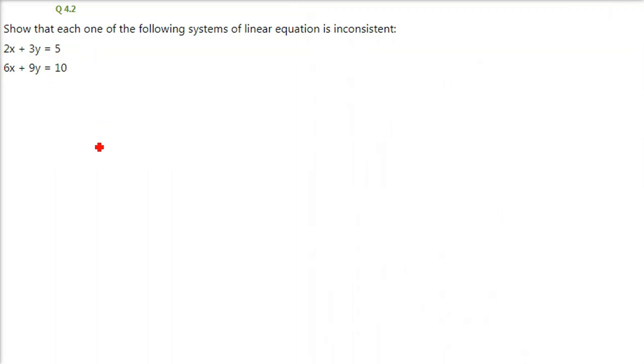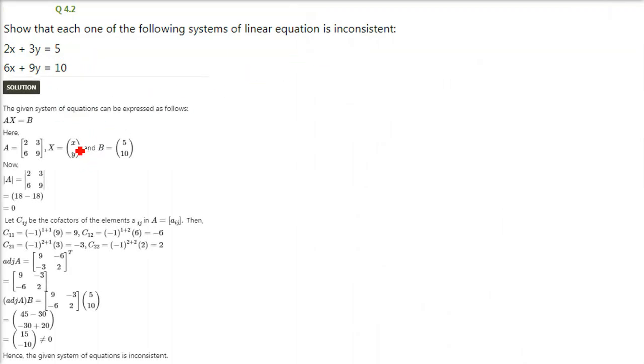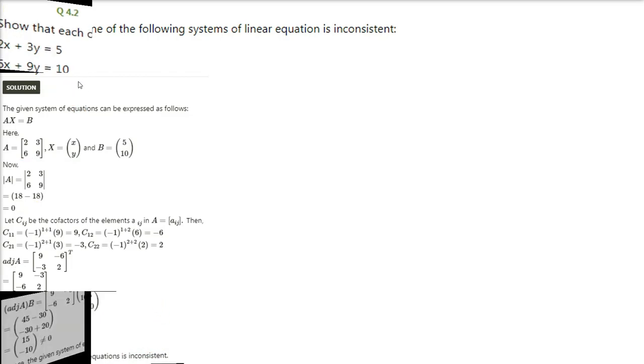Now you know how to do this. First of all, you have to write it in the form of AX = B, then find the determinant of A. If it is 0, then try to find out adjoint A into B. If it is not equal to 0, then you can safely say that this system of equations is inconsistent.